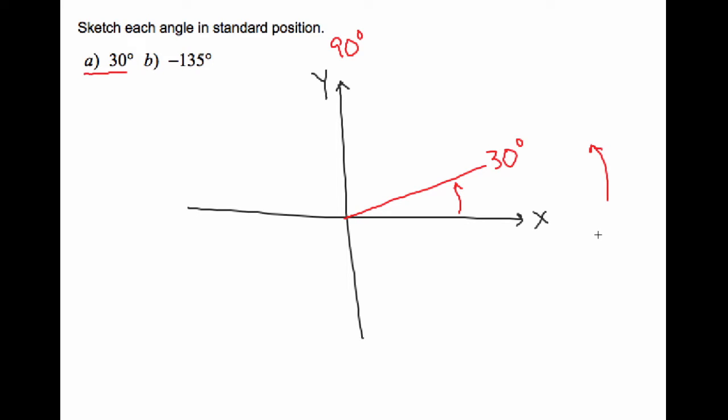For negative 135 degrees, a negative rotation is a rotation downward. If I rotate to the negative y-axis, that would be negative 90 degrees. If I rotate to the negative x-axis, well, that's a rotation of negative 180 degrees. Negative 135 degrees would be halfway between negative 90 degrees and negative 180 degrees. So there I have my rotation of negative 135 degrees.